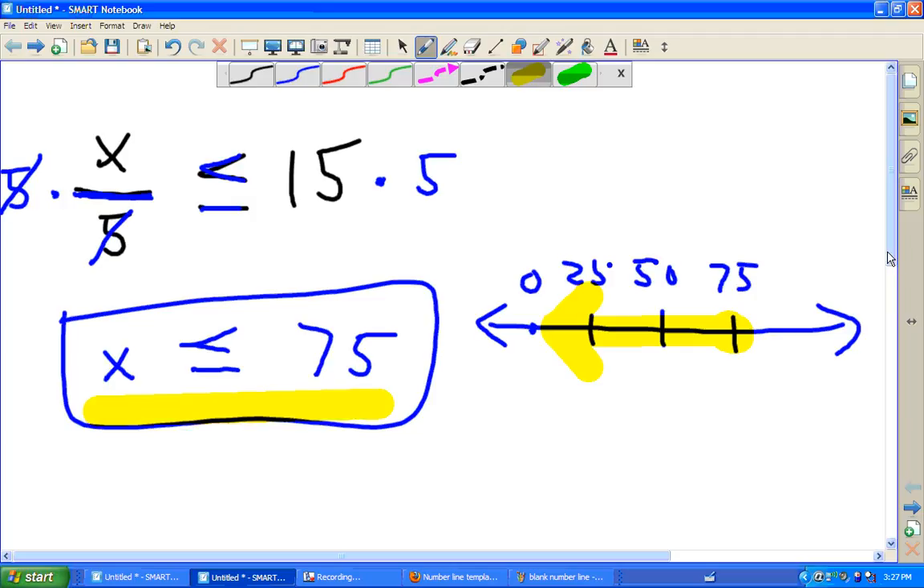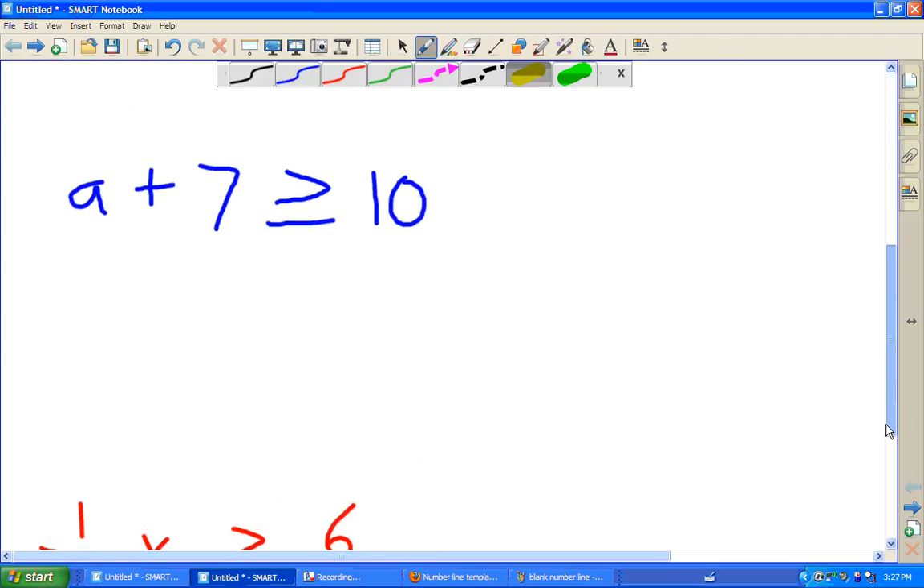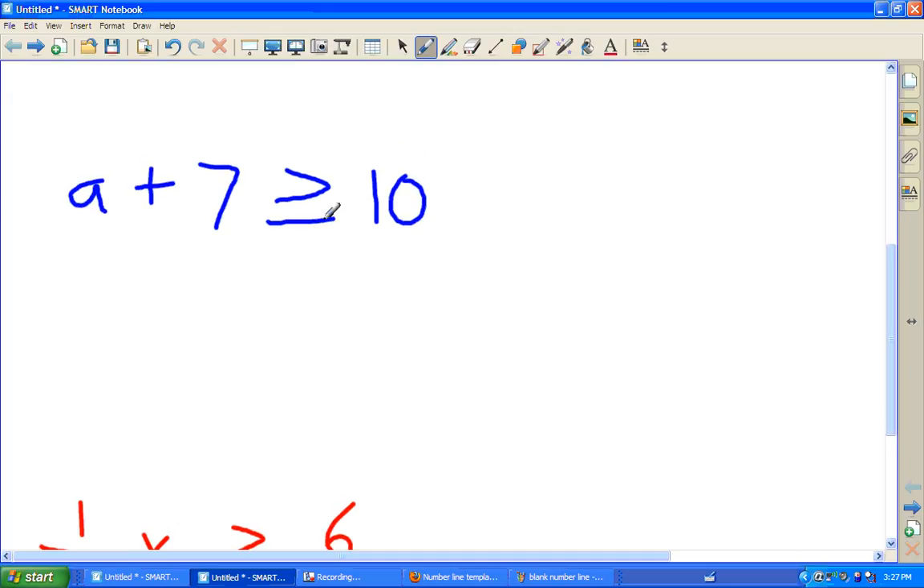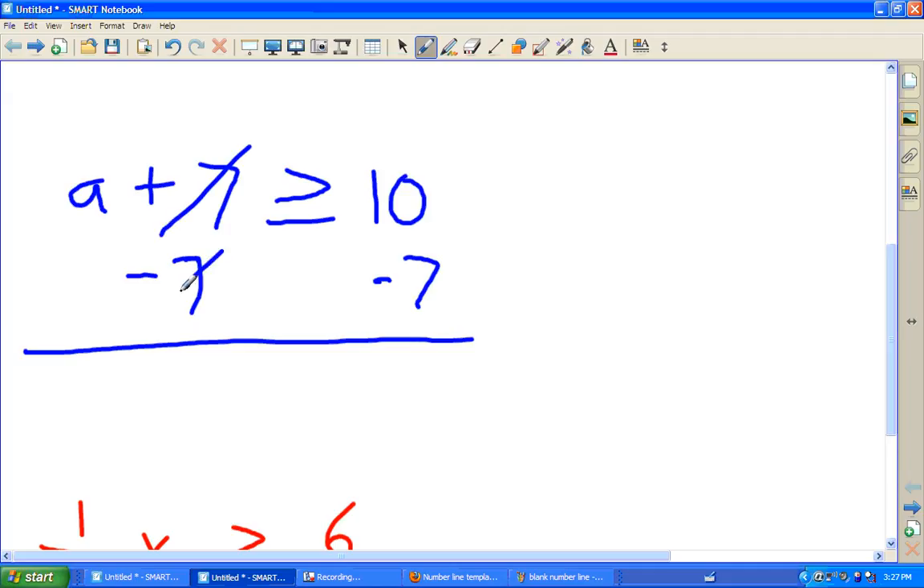Okay, hope that helps. Now let's take a look at another one here. Solve this one in blue. Okay. a plus 7 is greater than or equal to 10. The way I'm going to do that is I'm going to subtract 7. Oops, can't write very well. Subtract 7 from both sides.